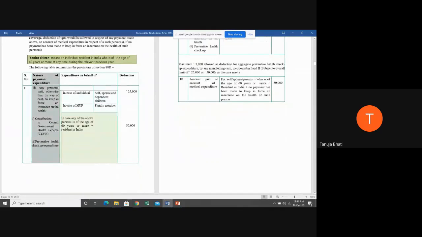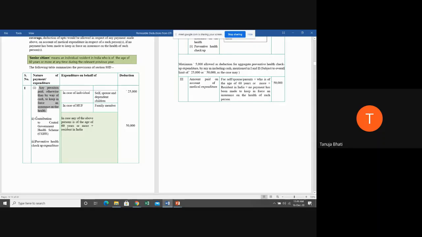So: nature of payment, expenditure on behalf of, and what is the amount of deduction. Any premium paid otherwise than by cash to keep in force an insurance on health. If you're paying health insurance, in case of an individual, that is his spouse and dependent children, it is 25,000 deduction he will get. Even in case of HUF, family members, if you're taking any health insurance, you will get a deduction of 25,000.